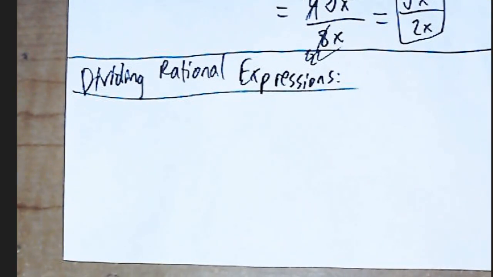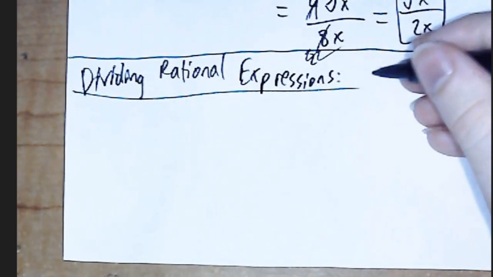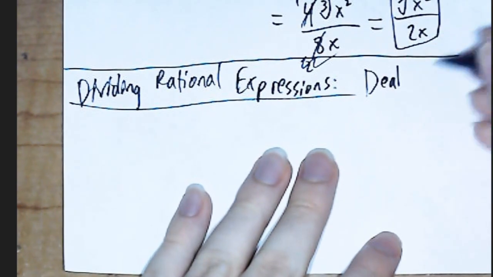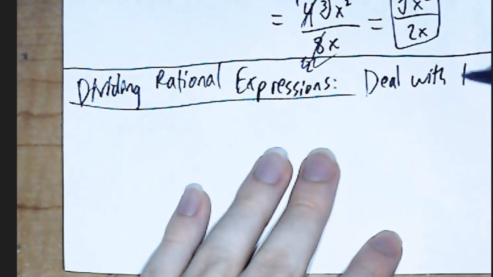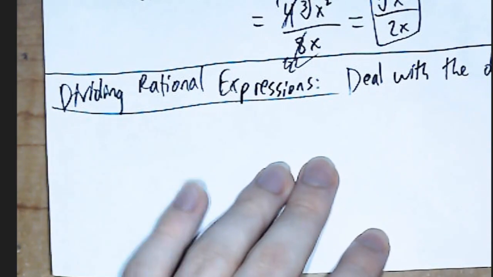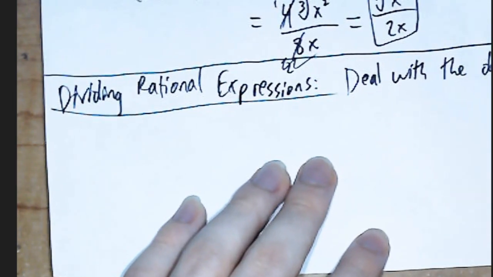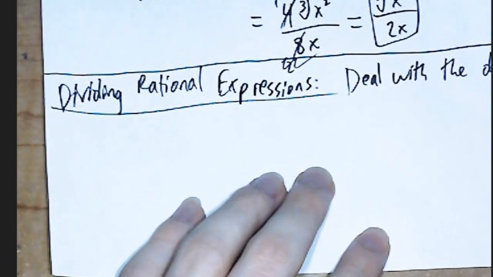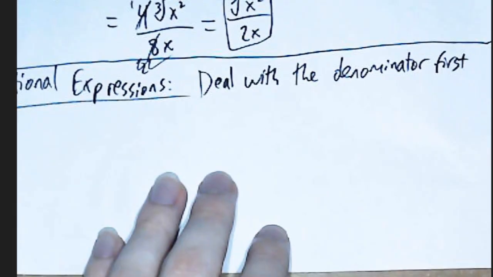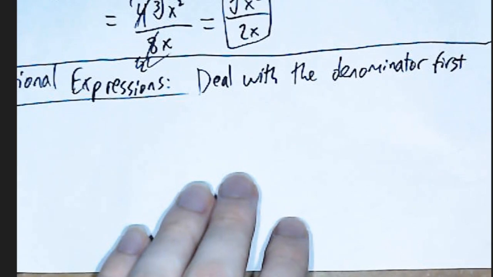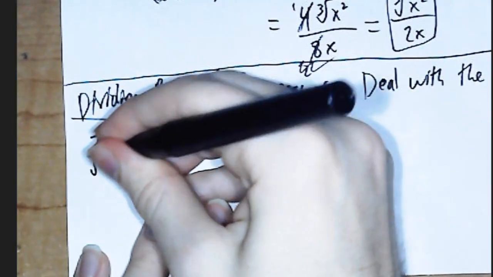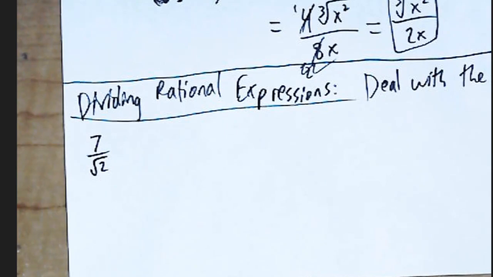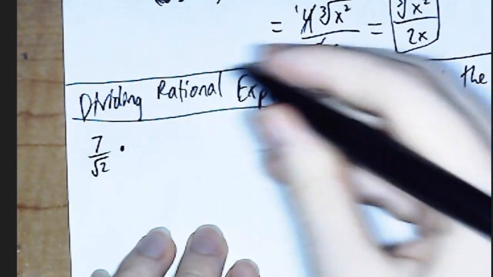So when you're dividing rational expressions, you need to deal with the denominator first. The first thing that you have to do is rationalize the denominator if you need to. For example, we have 7 over the square root of 2. So in order to rationalize the denominator, we need to multiply both the top and bottom by something.